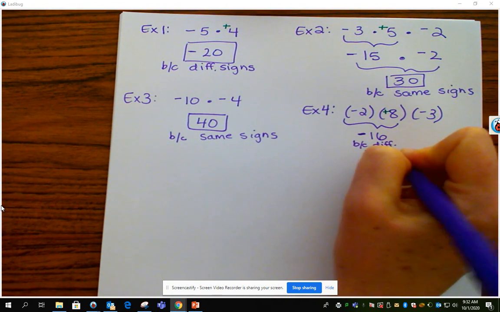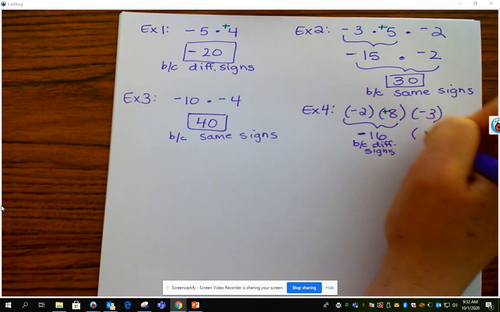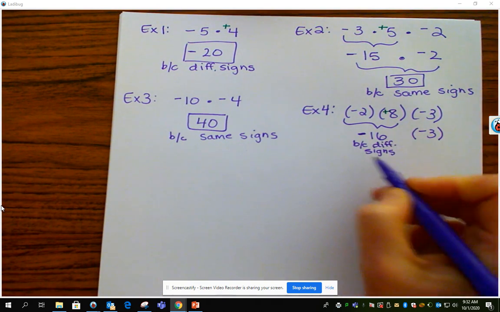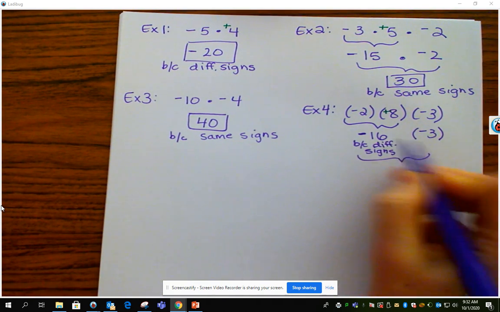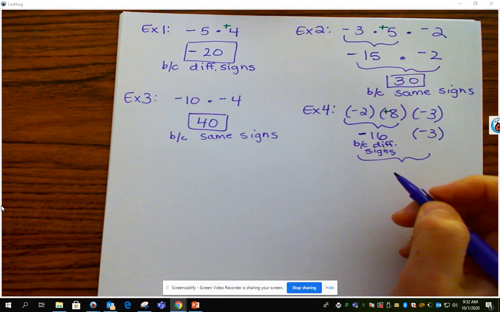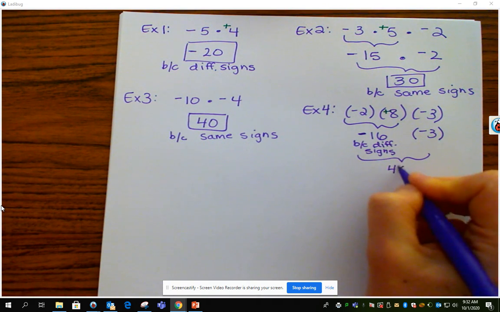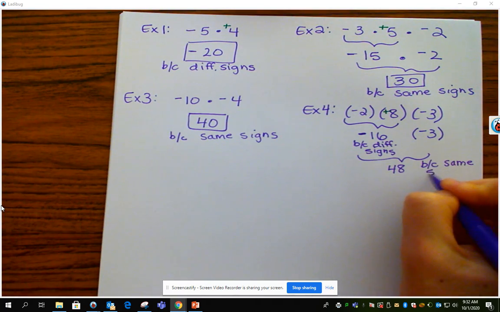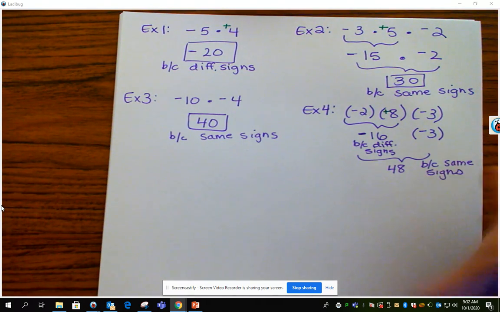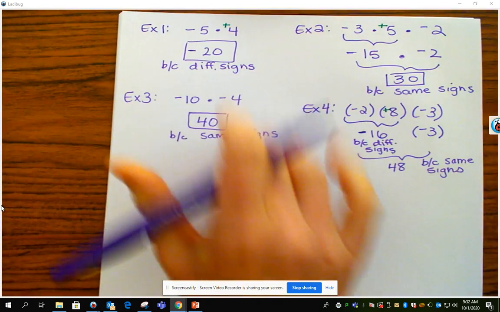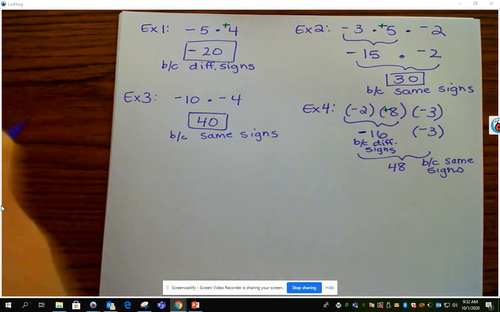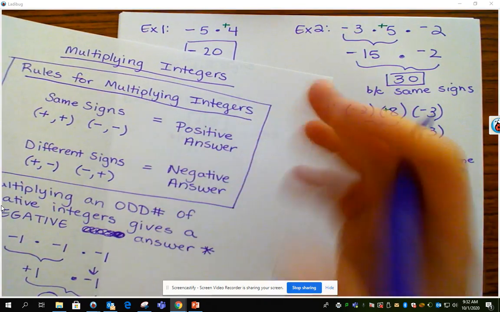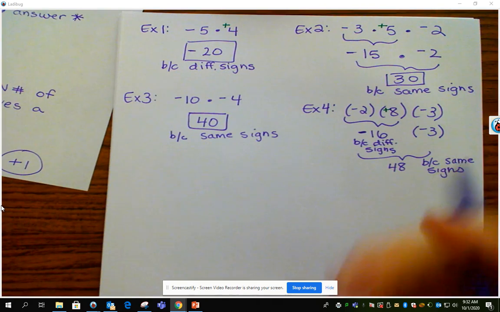And then that would be multiplied by negative 3. So for that answer, negative times negative would be positive 48, because same signs. So this will help you as you're writing these down to make sure that you're remembering to follow the rules and to help internalize those rules so you start to memorize it.